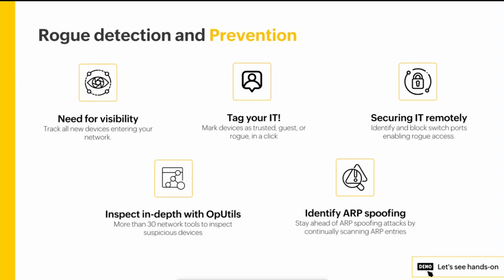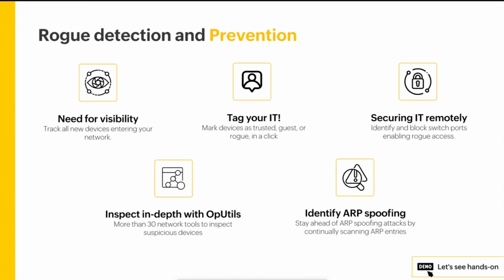We then have the capability to inspect in depth with OpUtils. Knowing just the switch port or the IP address details of a device is not enough. So you can use the OpUtils comprehensive toolset to inspect the devices, such as the system details of a device or the system processes that are running on a device, or the trace route to identify the device communication pattern. So that's there. And then OpUtils also helps you enhance your security measures by identifying ARP spoofing.